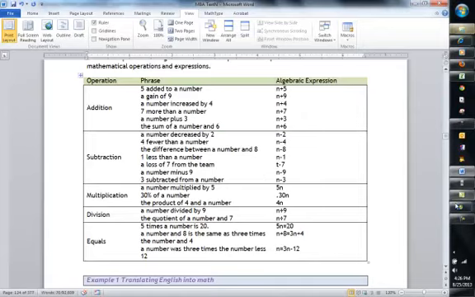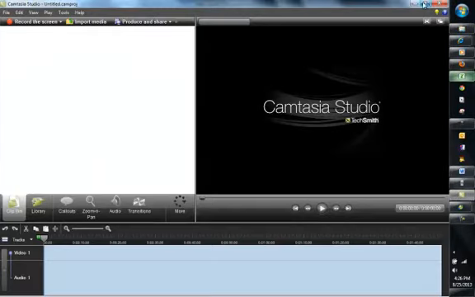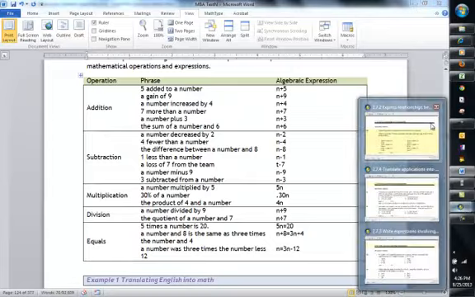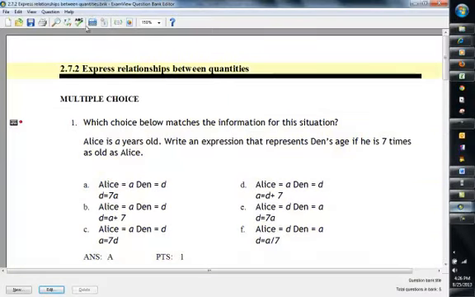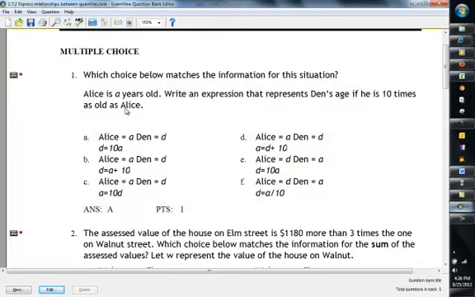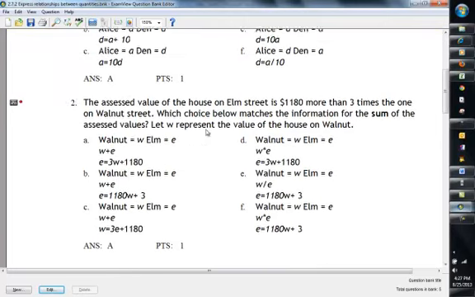Section 2. Alice is A years old. Den's age, if he is 10 times as old as Alice. So Alice is A, Den is 10D. I'm sorry, no, I don't have that right. Den is 10 Alice. Den is 10 Alice. Here we go, next one.